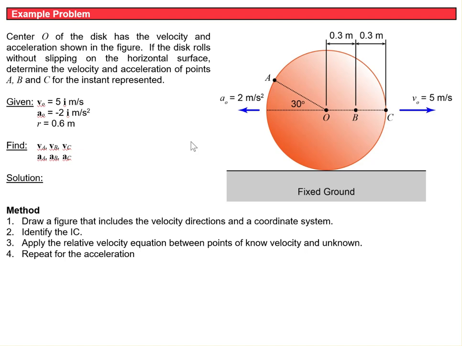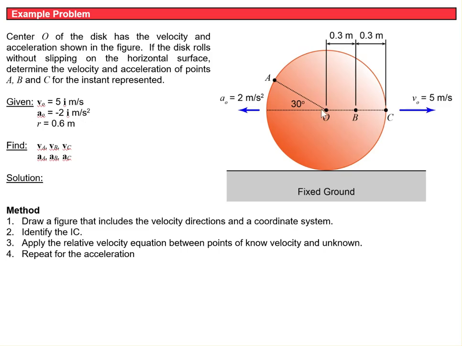In this problem, we have a disk that has a velocity and acceleration as shown. So the disk is rolling, it's going forward at 5 meters per second, but accelerating backwards at 2 meters per second squared. So it's rolling on a horizontal surface without slip, and we want to determine the velocity and acceleration of points A, B, and C. All right, so we know something about the velocity and acceleration of the center of the disk.